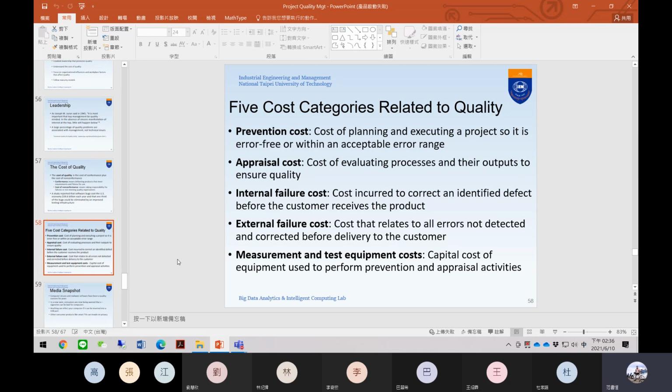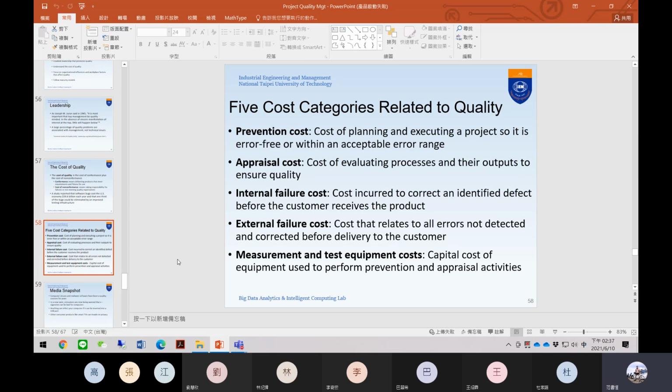So next one, external failure costs. These are costs that relate to all errors not detected or not corrected before delivery to the customer. So you never found them. However, those have been transferred from internal error into external cost.